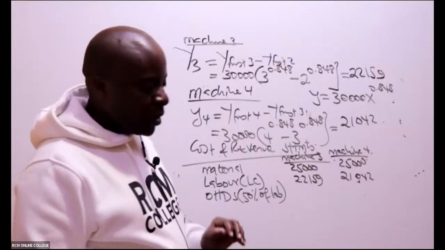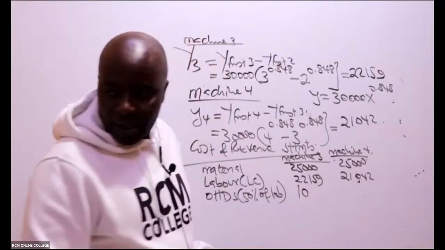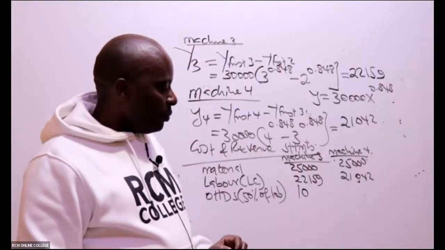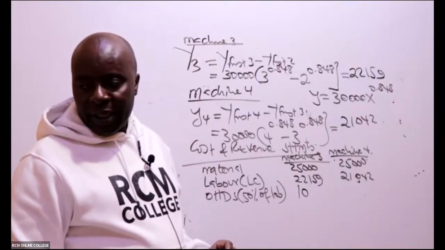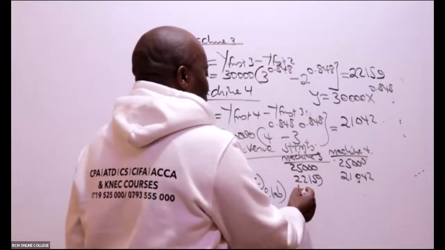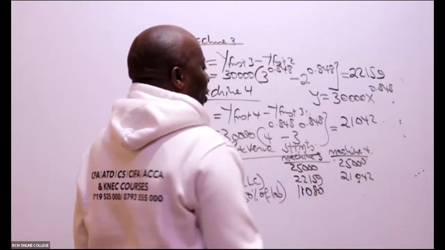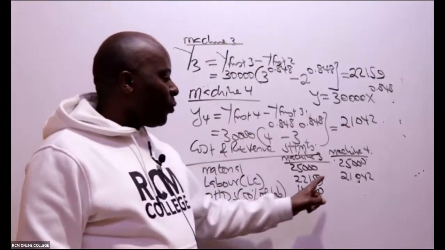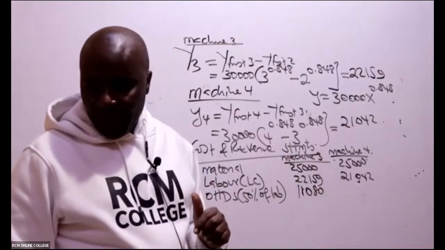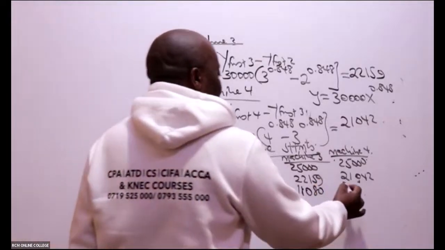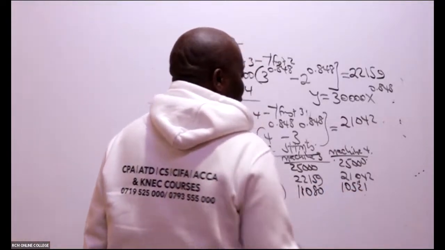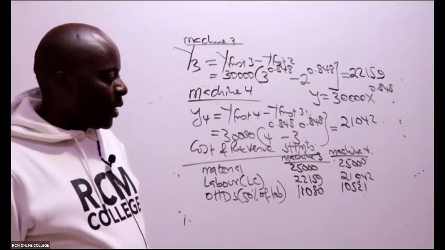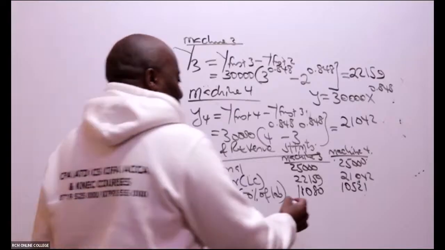So, 10,080, no? Yeah, it will be 11,080. Check again. 11,080. How about overheads for machine 4? 50% of 21,042 is 10,521. Then come and give me the total.